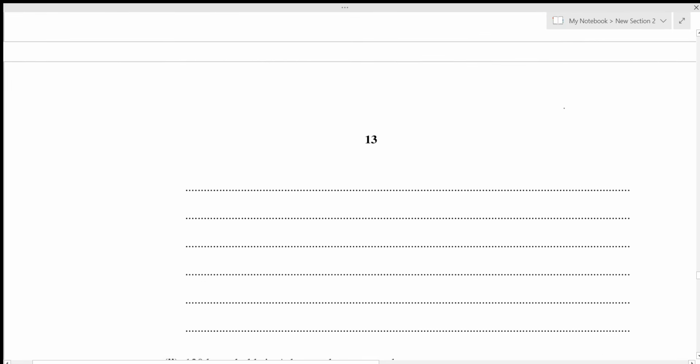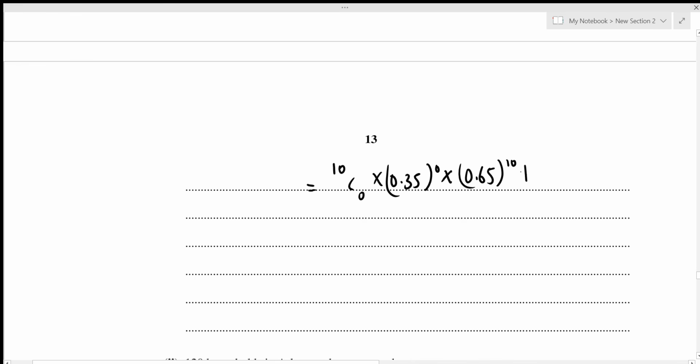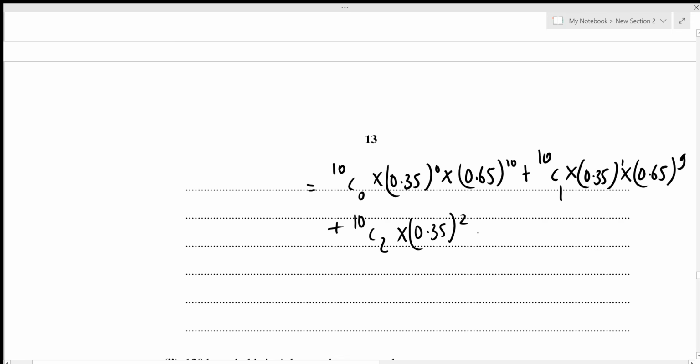Alright. So probability X equals 0 is going to be 10C0 into 0.35 to the power 0 into 0.65 to the power 10, plus 10C1 into 0.35 to the power 1 into 0.65 to the power 9, plus 10C2 into 0.35 squared into 0.65 to the power 8.